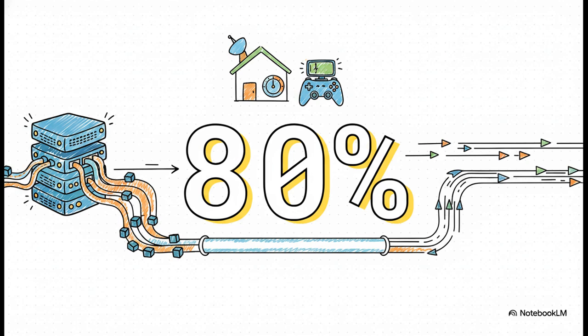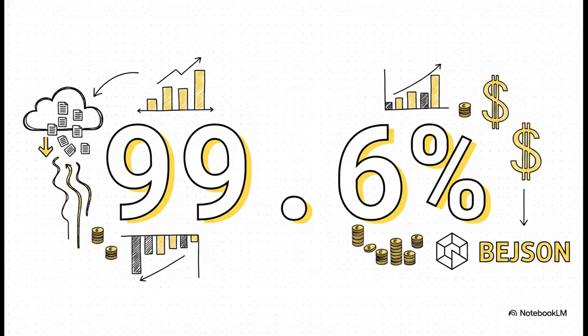Millions of smart thermostats or gaming devices are constantly pinging a database all day long. Sending bulky text strings every time just clogs up the network. BJSON's positional arrays clear that traffic jam right up. And the financial impact of this is just wild.